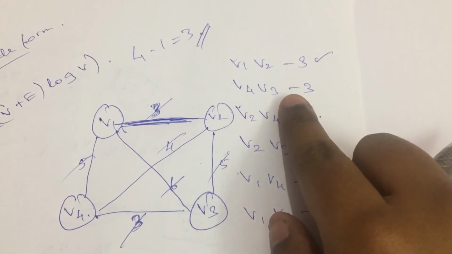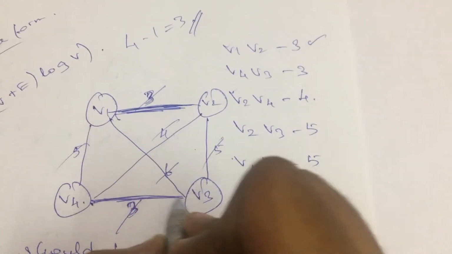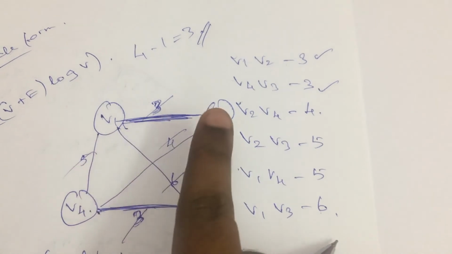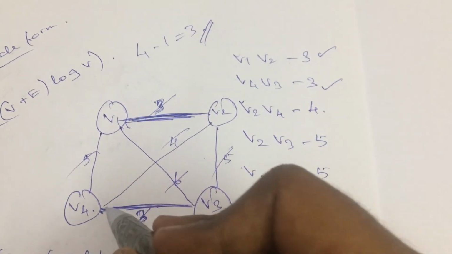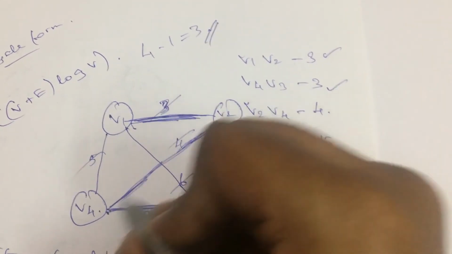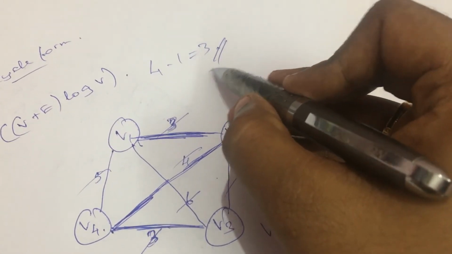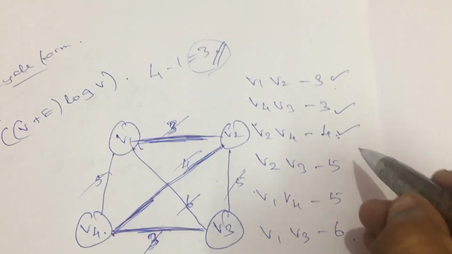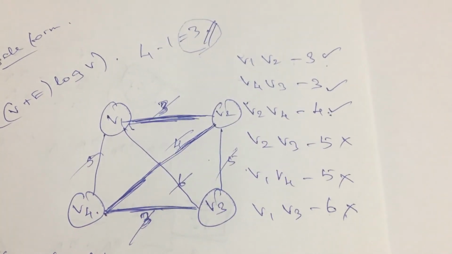Next is v4 and v3. I can also connect v4 and v3, so let's give a tick mark for this. And v2 v4, right? Now I want to check if I connect v2 and v4, is it forming any cycle? No, right? So I can connect v2 and v4. Now I check the condition: the total number of edges I have is equal to 3, that is 1, 2 and 3. So the remaining edges won't be considered now.